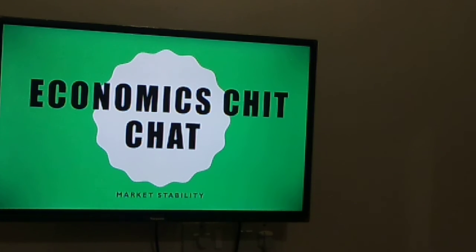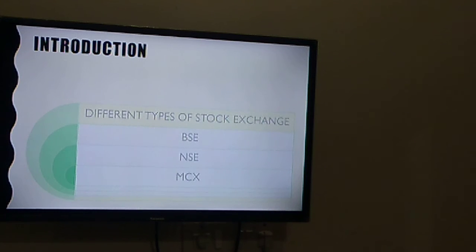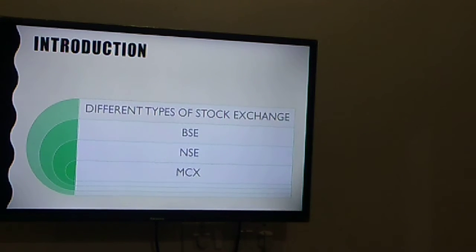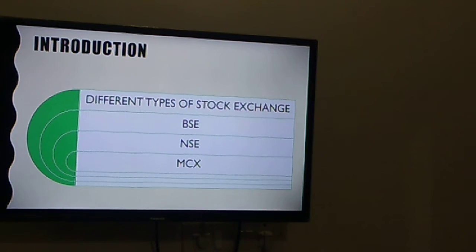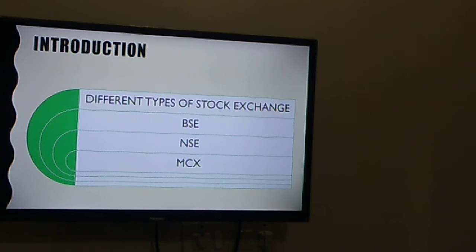Now, before we try to understand what the factors are here, let me introduce you to the different kinds of markets that are available in India. The different types of stock exchanges in India are the Bombay Stock Exchange, the National Stock Exchange, and the Multi-Commodity Stock Exchange. The Bombay Stock Exchange is located in Mumbai, the National Stock Exchange is located in Delhi, and the MCX is also a part of this.